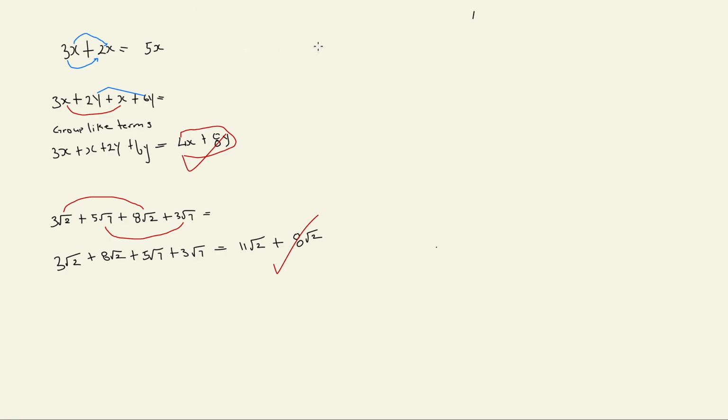Alright, let's try another question again. What if we have 2x plus 6x squared plus 2x plus 4x squared?